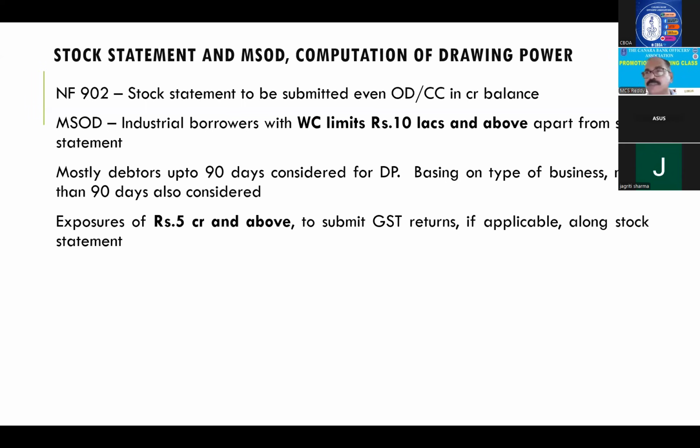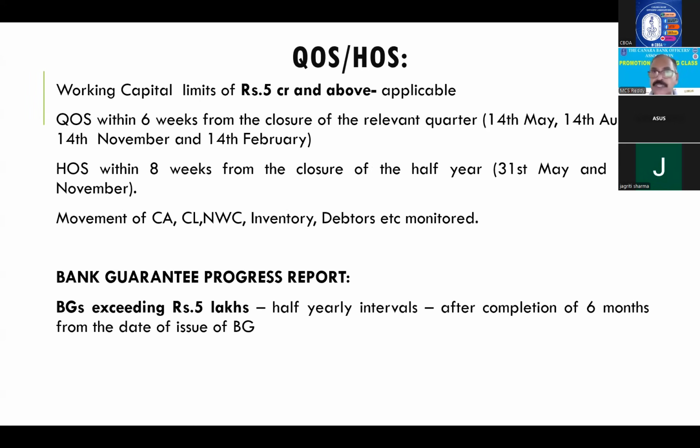Stock statement and MSOD, as I told you, 902 stock statement, they will submit monthly. MSOD, for industrial borrowers with working capital limits of 10 lakhs and above, they will submit along with the stock statement. Normally, debtors up to 90 days we will finance. Based on the type of business, more than 90 days also will be considered. It is given here to mention in the stock statement whether we have to consider it for drawing power calculation or not. Up to 90 days normally we consider, but up to 180 days also we generally permit in separate cases. For exposure of 5 crores and above, GST returns, if they submit, yes, along with the stock statement.